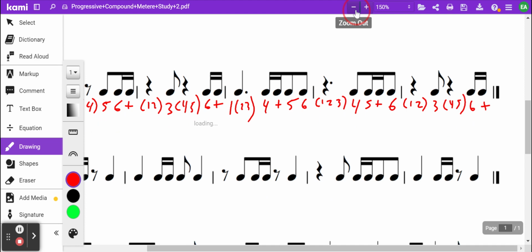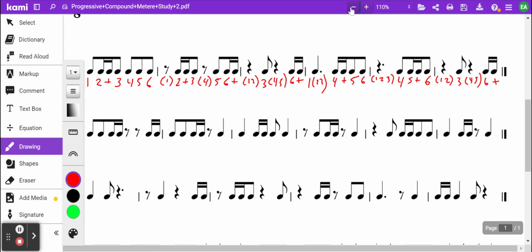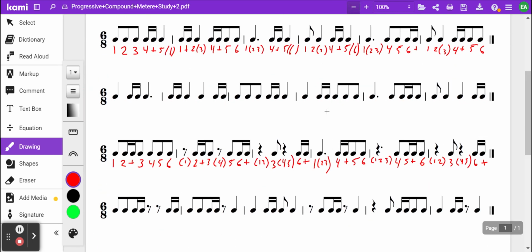So let me zoom out on this so you can see the whole thing. And again, that's something that we can go over in class after we've done this. After you've done this for homework, we'll go over this in class.